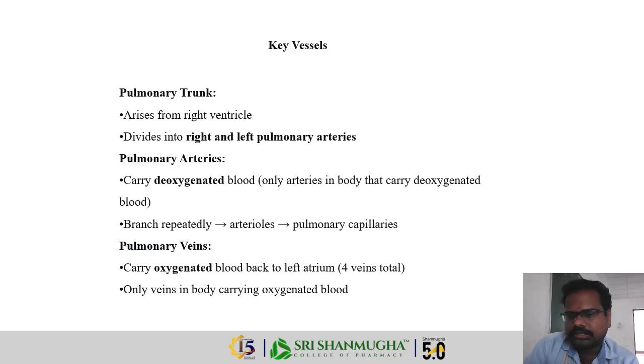Once the oxygen is transferred to the blood, the pulmonary veins carry the oxygenated blood back to the left atrium. In total, four veins are involved in this process. These veins carry oxygenated blood back to the left atrium. So, just like the arteries, the pulmonary veins are the only veins in the body that carry oxygenated blood. All other veins in the body carry deoxygenated blood, but only the pulmonary veins carry oxygenated blood.